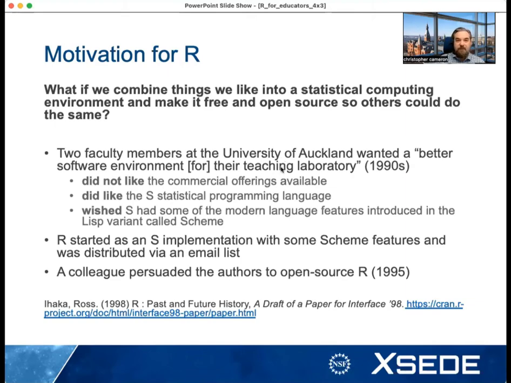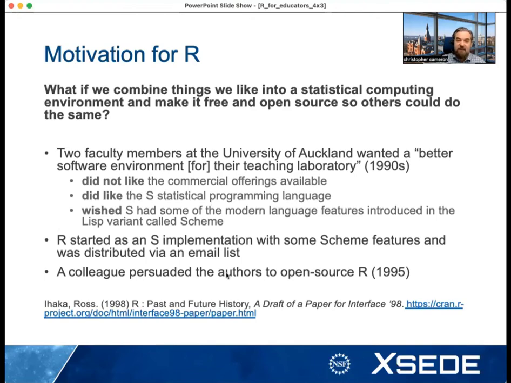So R came about because two faculty members wanted a better software environment for their teaching laboratory. They did not like the commercial offerings available, but they did like some features of this statistical programming language. But they also wished that it behaved differently. They wished it had some modern language features that they had seen in Lisp. And so when R developed, it was an S implementation with some features that they liked from another language thrown in. And then they distributed it via the email list.